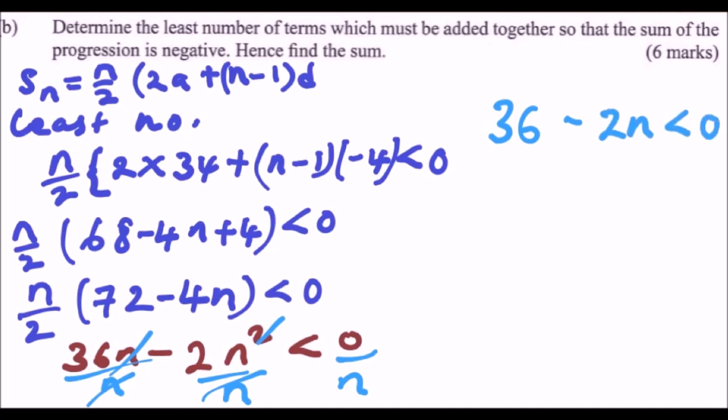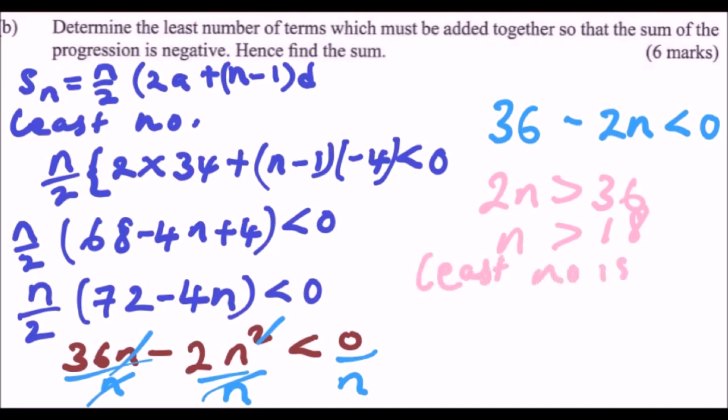Let's take 2n to the other side. It changes to positive. So we have 2n is less than, no, it's greater than 36. 2n is greater than 36. n is greater than 36 divided by 2, that is 18. So it means the least number is 19. 19 is the least number where the progression is negative. So once you have that, you are required to find the sum.